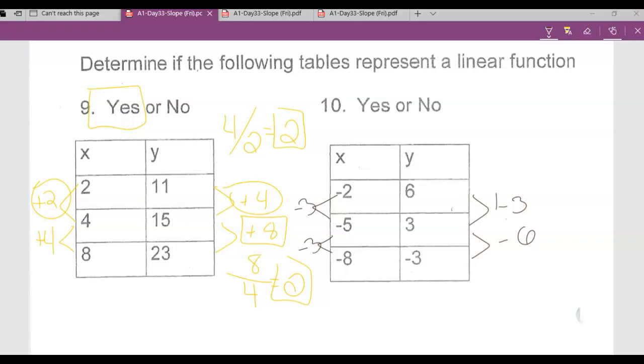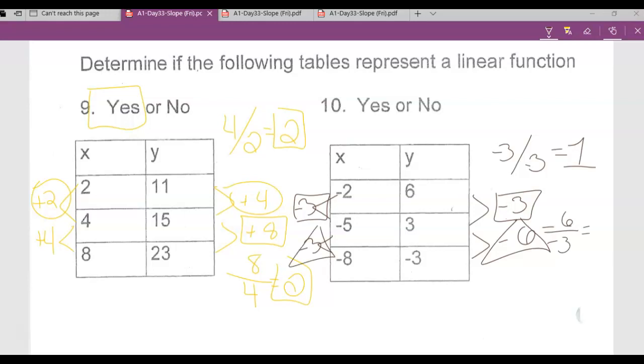Let's compare those jumps. Our first jump on the y column is negative 3, and our first jump in the x column is also negative 3. That gives us a ratio of 1. Now let's do the second one. Our second jump is negative 6 compared to negative 3. What's negative 6 divided by negative 3? Positive 2. Are they the same number? No. So that's not linear.